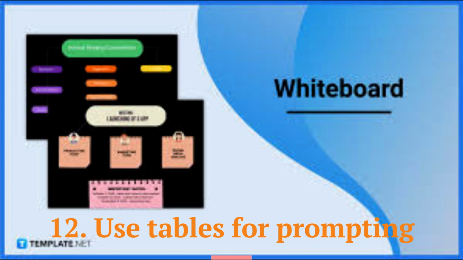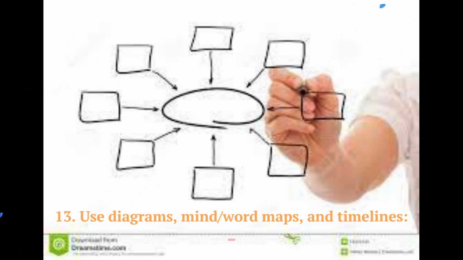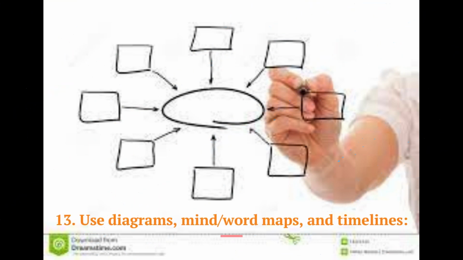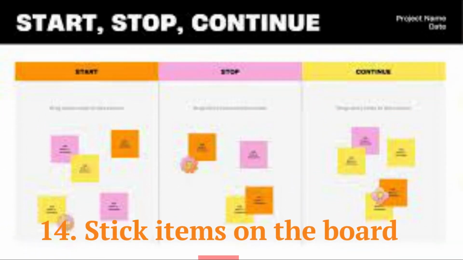12. Use tables for prompting. Build these tables with students, then use them for controlled practice that is aimed at achieving accuracy, such as substitution and transformation drills. 13. Use diagrams, mind or word maps, and timelines. You can use these aids on the board to clarify time, space, and quantity, or to increase the stock of vocabulary.